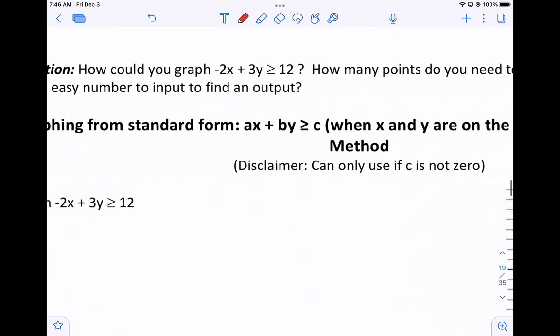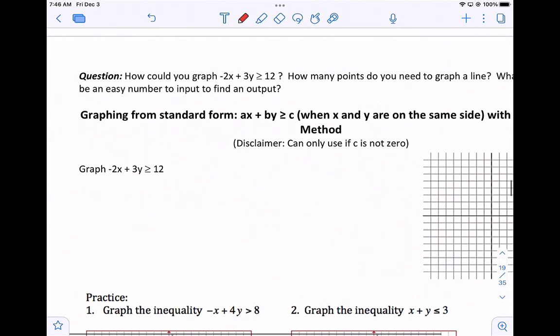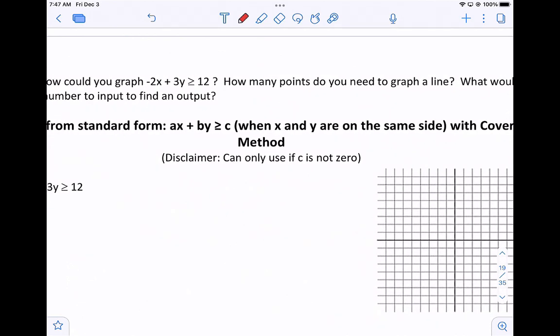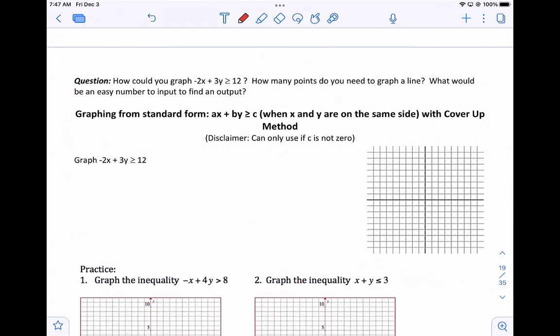But what about that basketball problem that we did with Calvin, or this problem right here where y is not by itself? We did practice earlier in the unit: if y is not by itself, you can algebraically get y by itself, but there's another way to do that. In order to solve that, just ask yourself, how many points do you need to graph a line? You only need 2 points to graph a straight line.